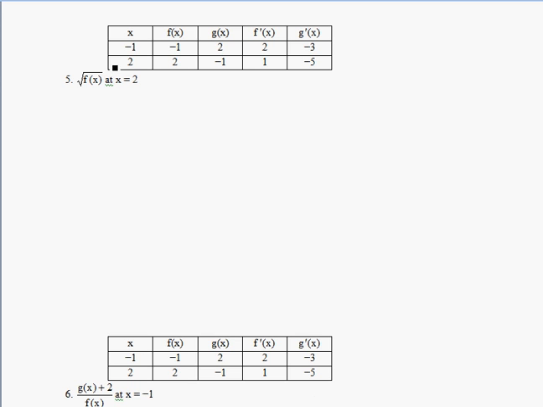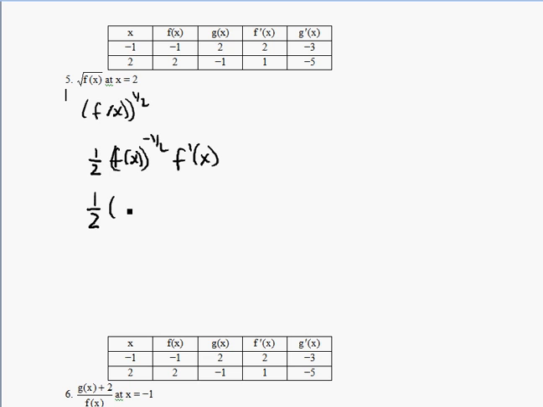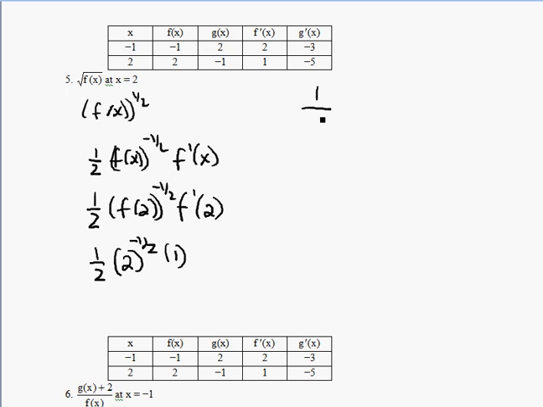Here we have the square root function, the square root of f of x. So I'm going to rewrite it as f of x to the 1/2 power. The derivative of that would be 1/2 f of x to the -1/2 times f prime of x. We plug in 2, we get 1/2 f of 2 to the -1/2 f prime of 2. So f of 2 is 2 to the -1/2. F prime of 2 is 1. So I get 1 over 2 times the square root of 2.